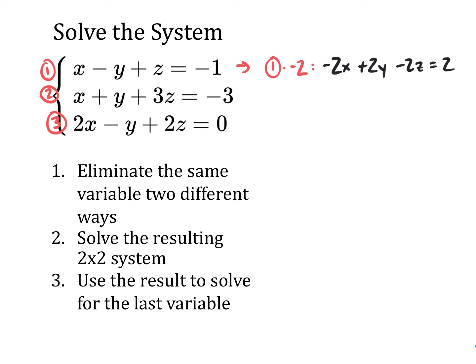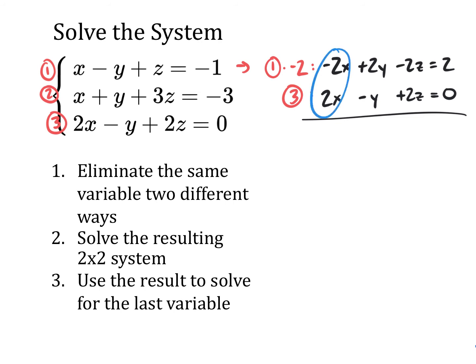And then I'm gonna add that to equation 3 because that one has the 2x there. So I'm gonna put 2x minus y plus 2z equals 0. Added together, and I'm gonna get, okay, these eliminate, no, I'm sorry, they don't. These eliminate, and then I get y equals 2. Okay, good, I have something to circle and highlight and bring to my next step.